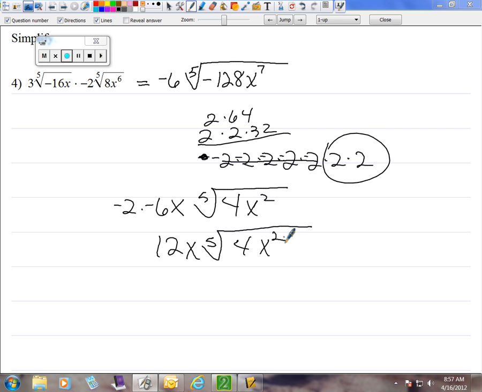I don't think we need any more examples, do we? All you're doing is multiplying outside times outside, in times inside, and then simplify like we did on the quiz last time.